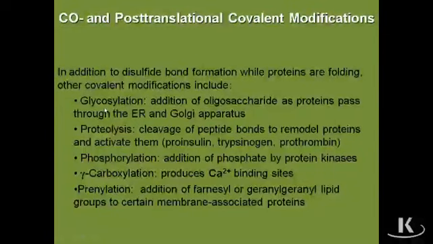The first we already mentioned is glycosylation. As proteins pass through the endoplasmic reticulum, they can get sugars added to their asparagine residues. This is an N linkage. As the proteins pass through the Golgi, they can get sugars added to hydroxyl groups of either serine or threonine residues. This is O-glycosylation. So glycosylation.